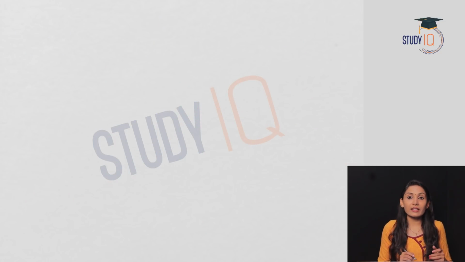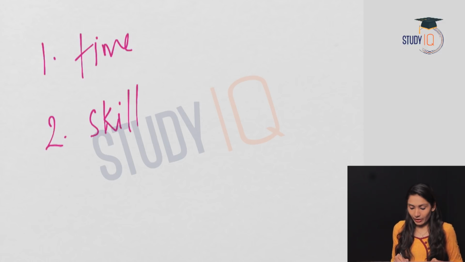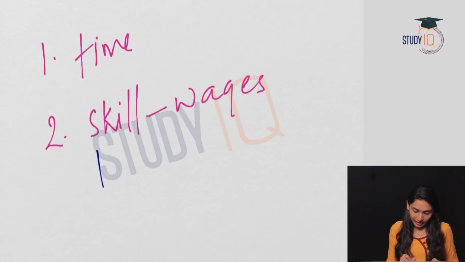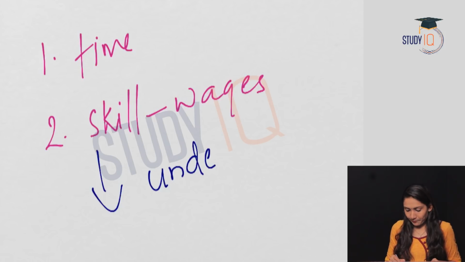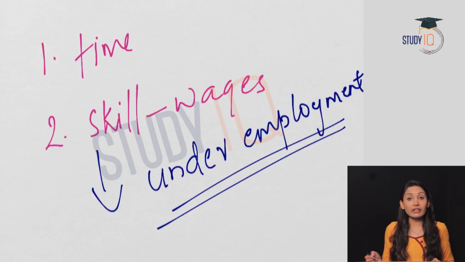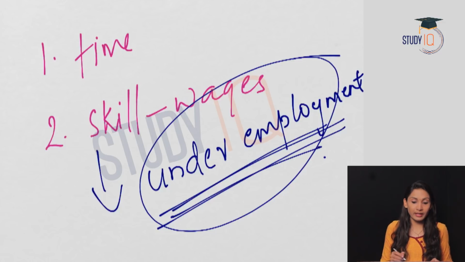So the first condition, he should be able to find work for a specified period for which he is willing to work. And the second one, he should be able to get wages according to his skills. If either of these two conditions is not satisfied, we call it underemployment. So full employment means both of these conditions should be satisfied. If any one is not satisfied, we call that condition underemployment in the economy.